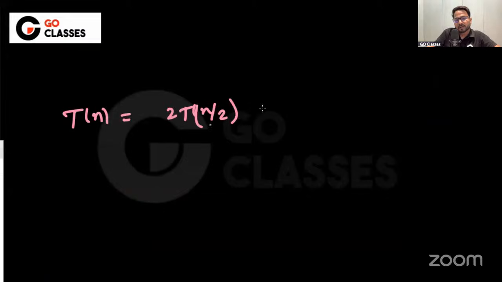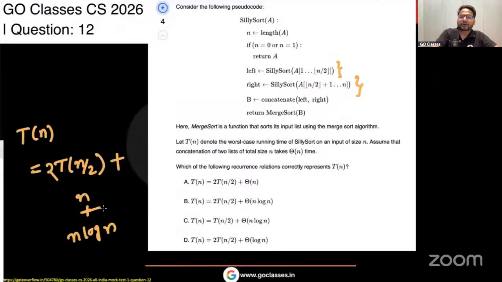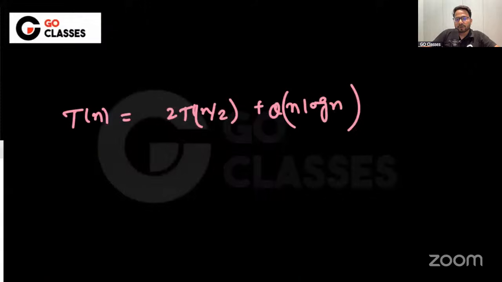So basically, this is n plus n log n, which is nothing but n log n. You can just represent this as theta of n log n. So 2T(n/2) plus theta of n log n. I think B is the correct answer here. And if you want, you can also solve this recurrence by applying the Master's theorem.